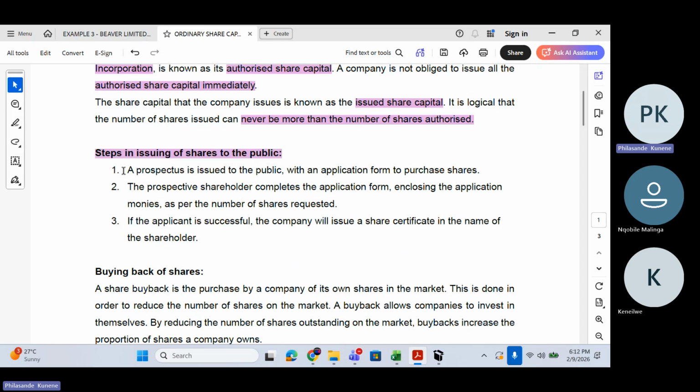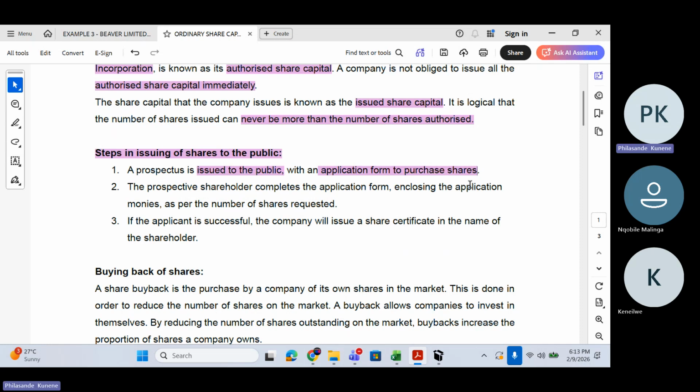Steps in issuing the shares to the public. How do we issue shares? It is very important that you understand this, because there are procedures that need to be followed. It's not like Shoprite where I can go and buy bread and then come out. It doesn't work like that in companies. These are the steps that you need to follow to buy shares in any company that you are interested in. Number one, a prospectus is issued to the public with an application form to purchase the shares. So you have to apply first before you can buy shares at Shoprite, at Sasol, or whichever company you are interested in. You have to apply, and then they will approve your application before you initiate the process.